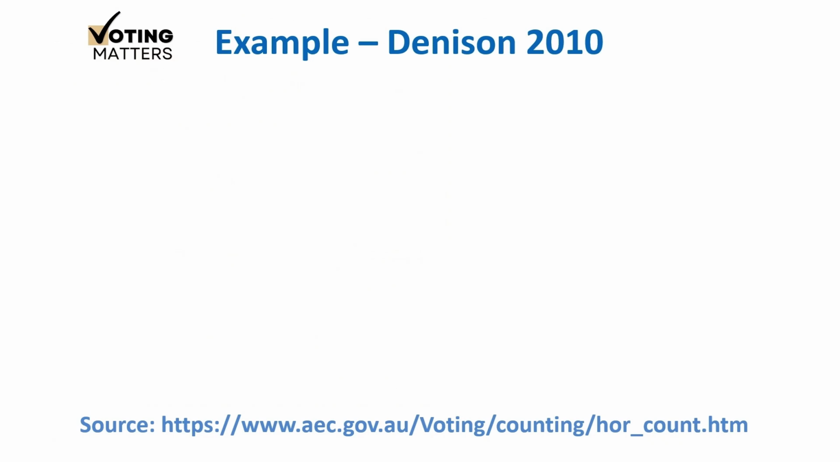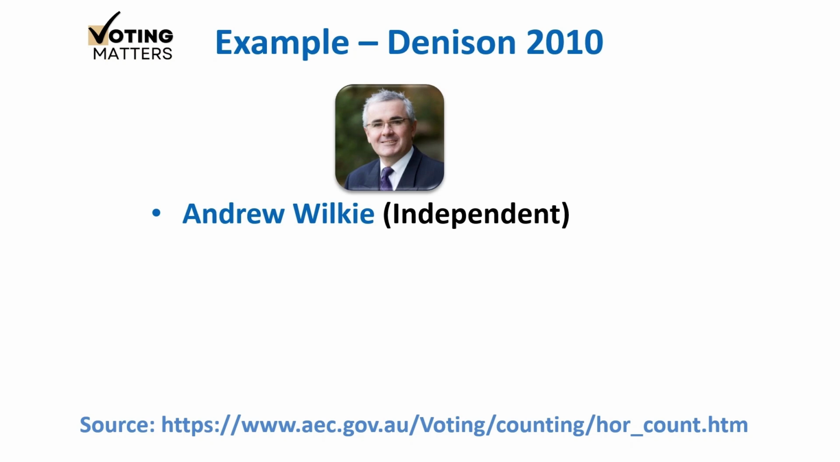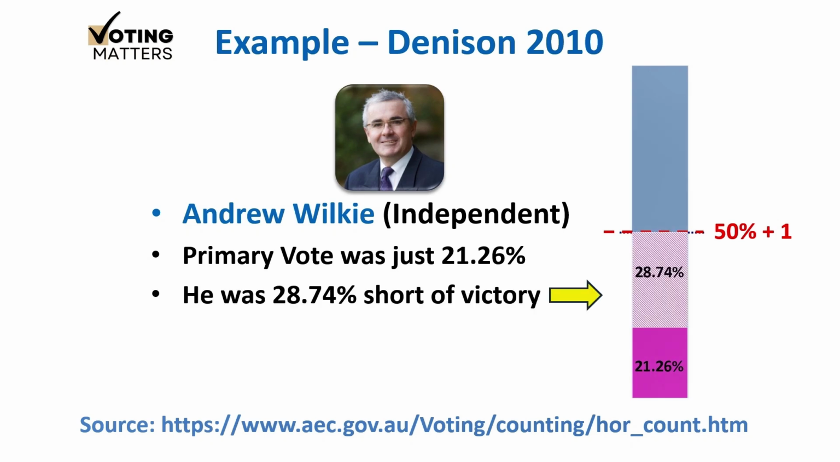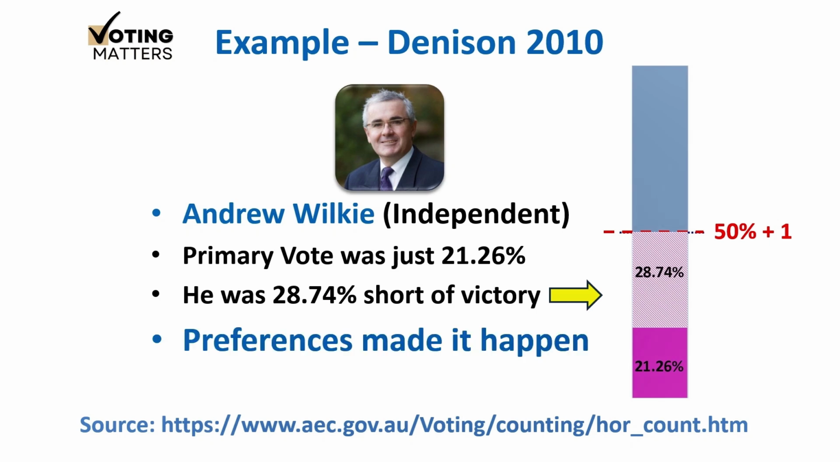There is an example of an actual candidate selection on the AEC's website, as in the link below. In 2010, in the Denison electorate in Tasmania, Andrew Wilkie, an independent, was elected despite the competition from the major parties. His primary vote was just 21.26%. He was 28.74% short of victory to get over that magic 50% line. It happened because of preferences.